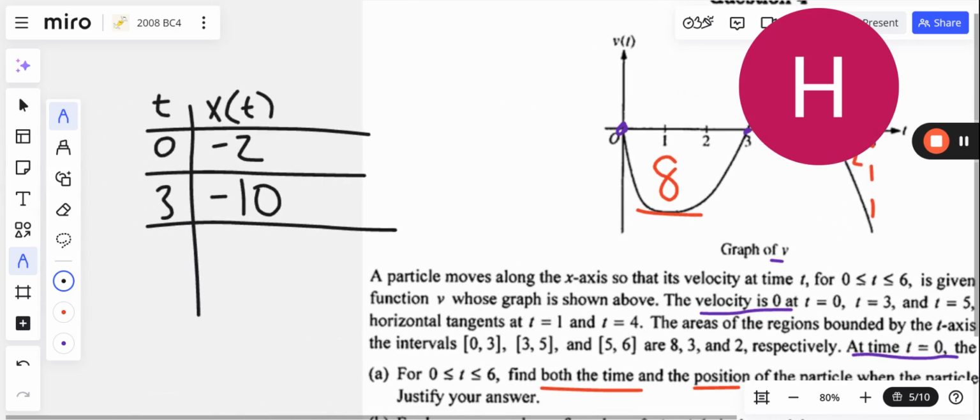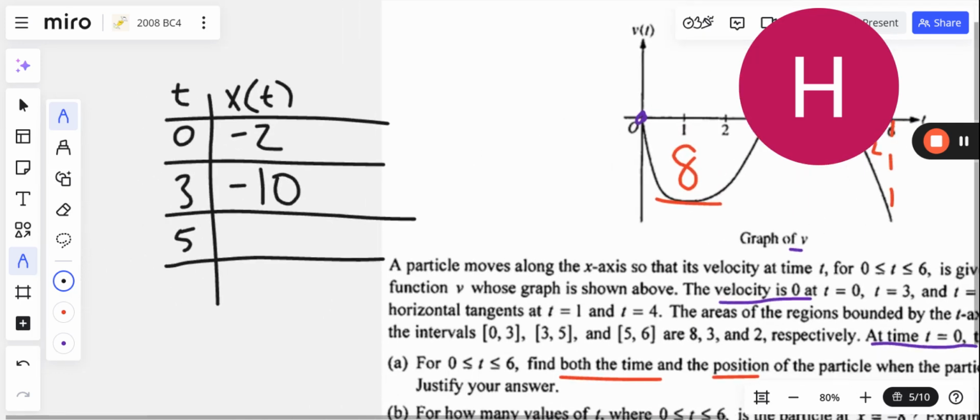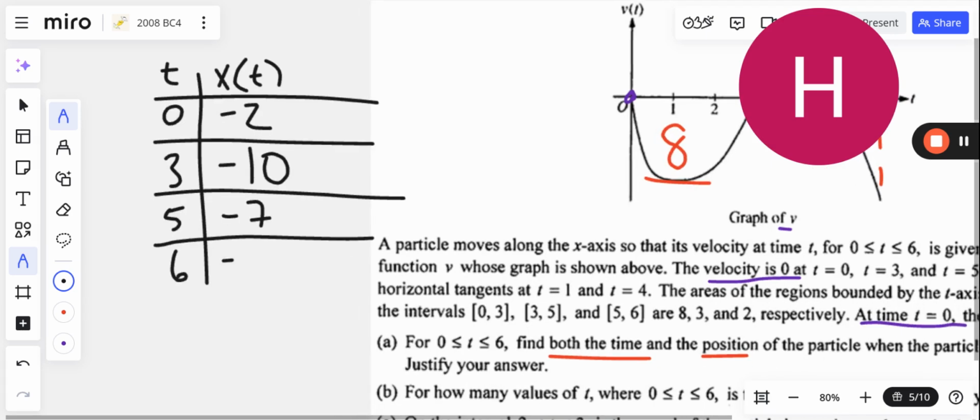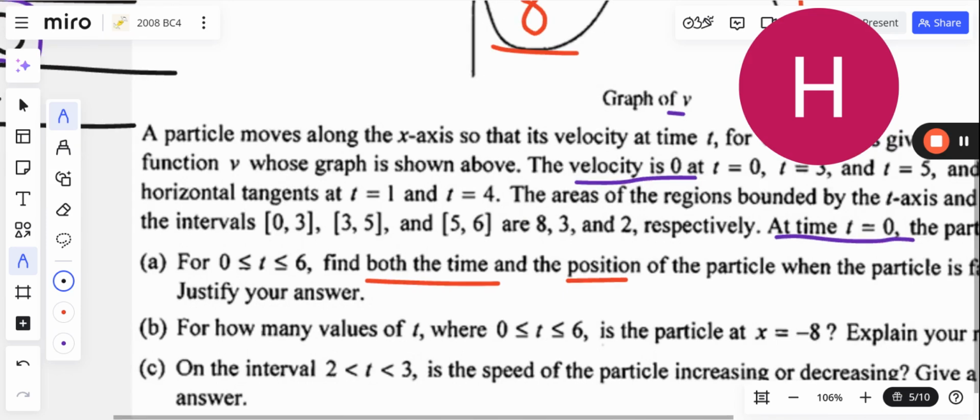But let's just continue with some other interesting positions. At 5 seconds, the particle has moved to the right 3 units. And then at 6 seconds, the particle has moved to the left again, but only by 2 units. And so its furthest left location is going to be at this time and this position. So I guess we can say the time first. We can say at t equals 3. And then we can say x of 3 equals -10. Great.